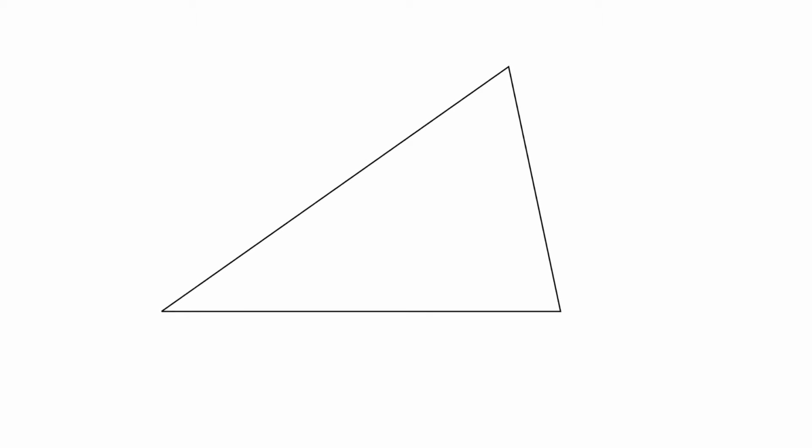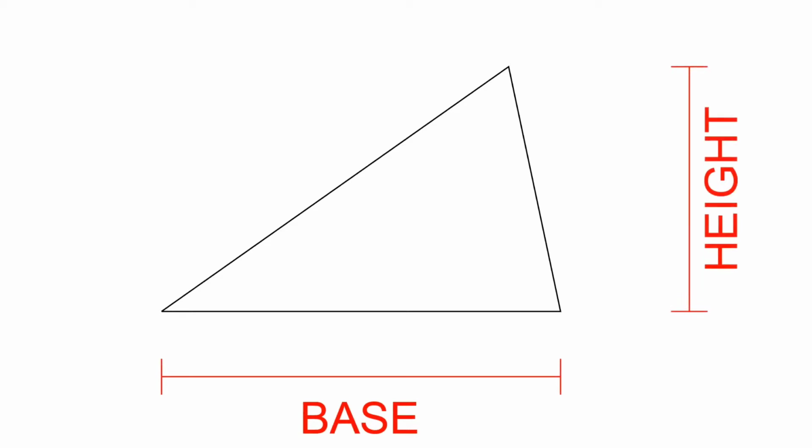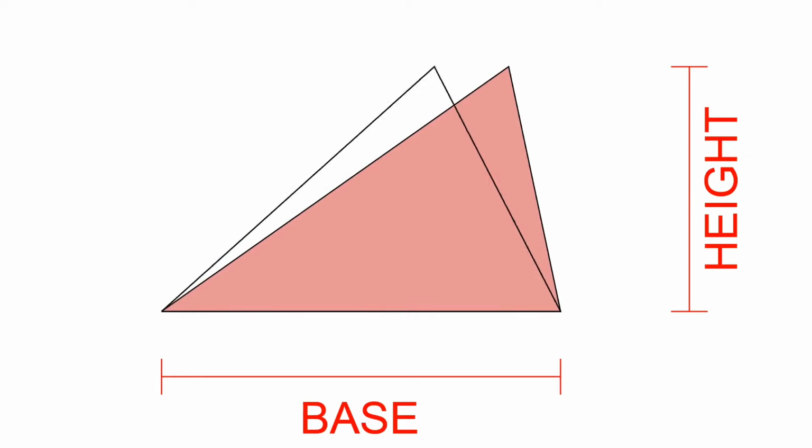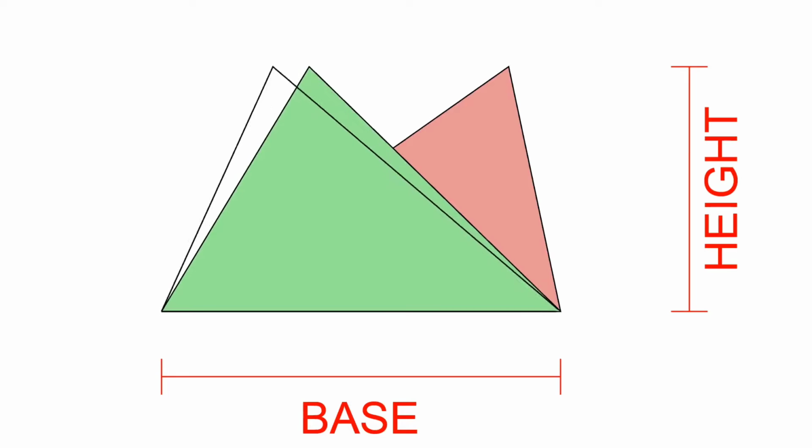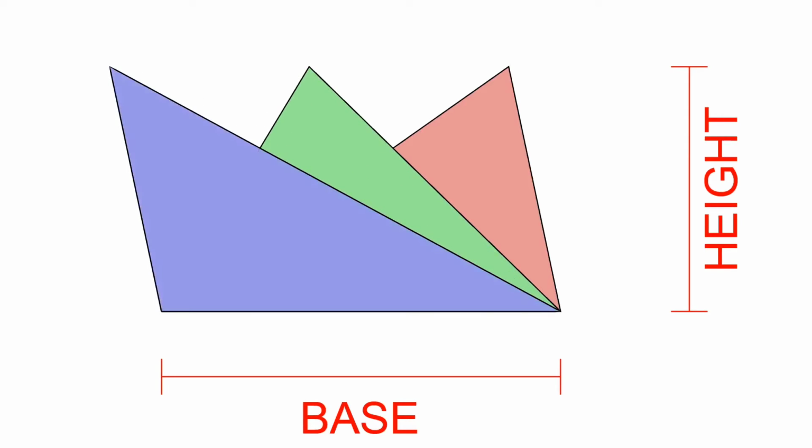To do this conversion, we will make use of the basic geometry principle, which states that triangles that have the same base and the same height must also have the same area. Consider the red, green, and blue triangles, for example. They all have the same area because they have the same base and the same height.